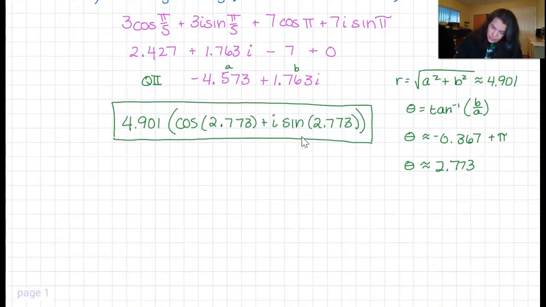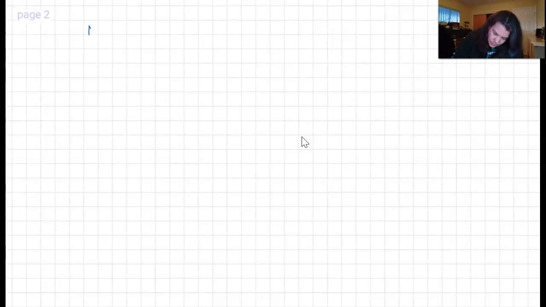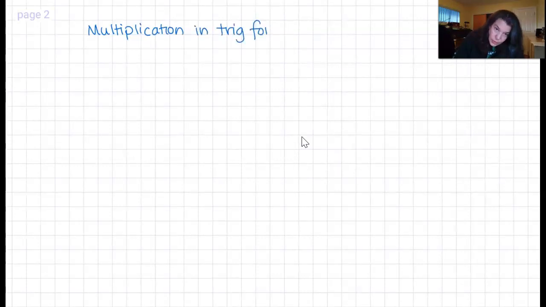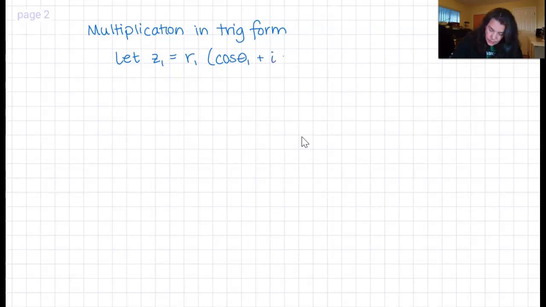So I'm going to scroll up here. Now I'm going to go to a new page. Okay, multiplication in trig form. I'm actually going to derive this. So it's going to be kind of long, but you're going to see it's going to work out nice. So I'm going to let z1 equal r1 cosine theta 1 plus i sine theta 1, and z2 equal r2 cosine theta 2 plus i sine theta 2.